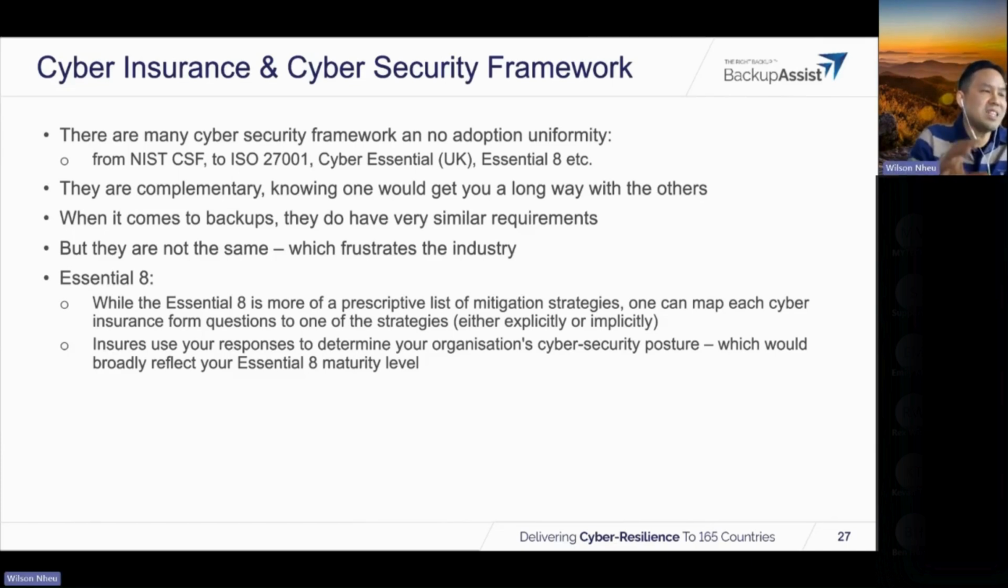So it isn't a one-to-one relationship, but if you do follow the Essential 8, or you do go through the controls and check against those controls, you will find that you can answer your cyber insurance questions quite easily, because you will know where you are with the controls of the Essential 8.